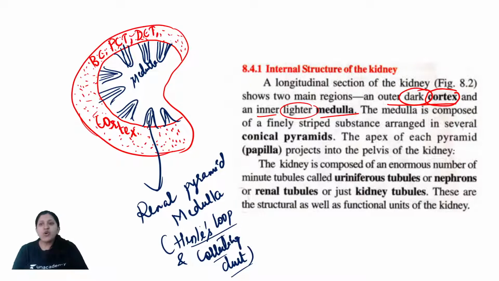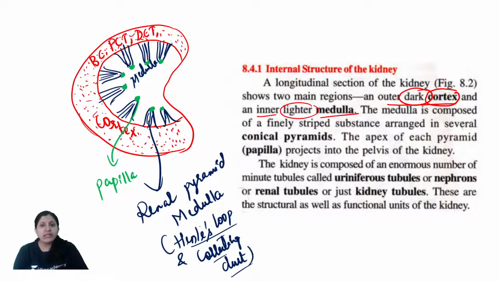So the apex of each pyramid, the papilla, projects into the pelvis. Now this is the apex, okay, so let me just change the color. The apex of each of these pyramids is called a papilla. So this part is the apex, and this is called the papilla. Now this one is actually the papilla, and this papilla is projecting where?